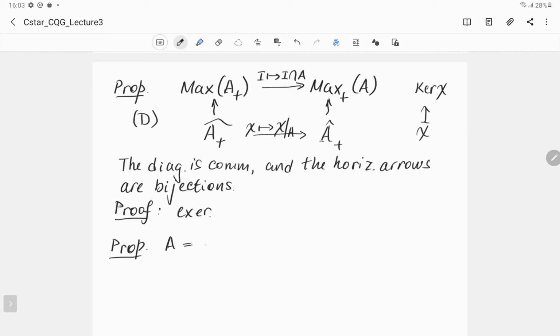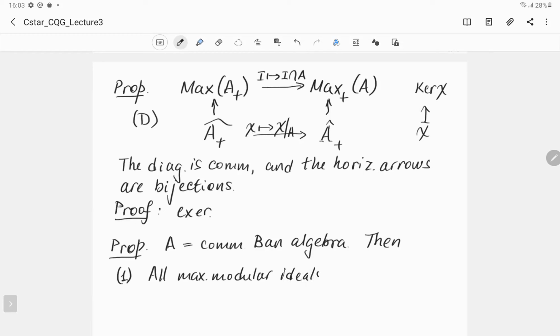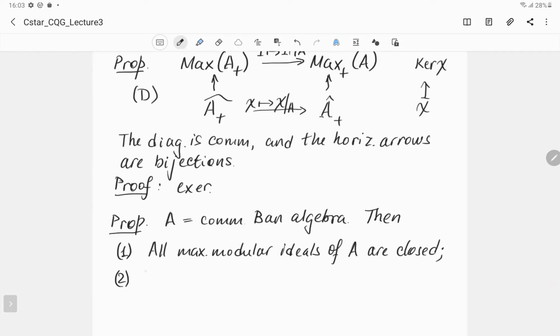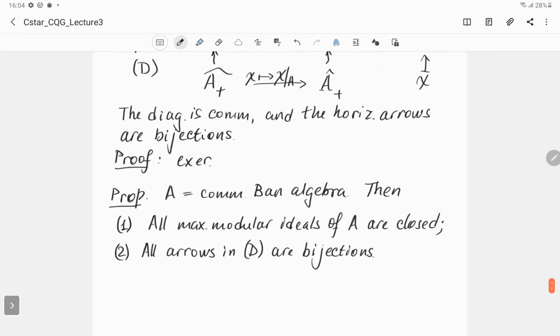Suppose now that A is a commutative Banach algebra. Then, first I claim that all maximal modular ideals of A are closed. And second, that all arrows in the above diagram are bijections. Well, again, the proof is an exercise for you. I'll only explain why it is true.